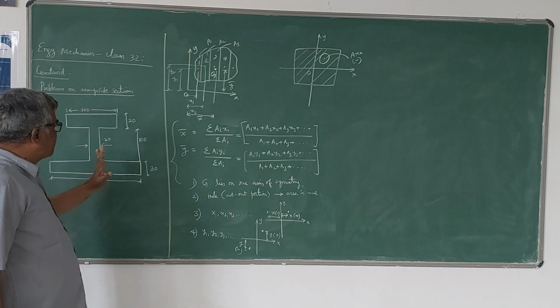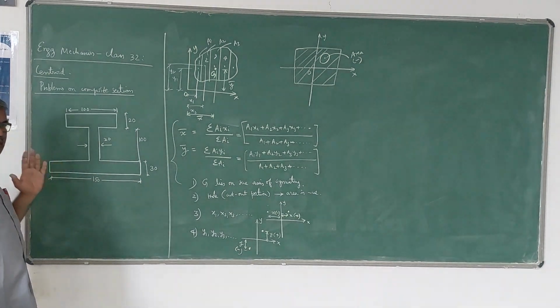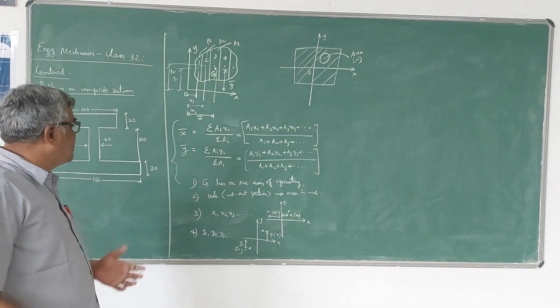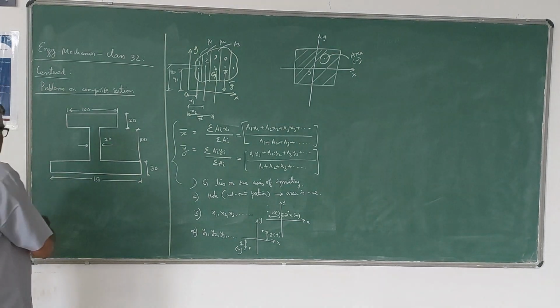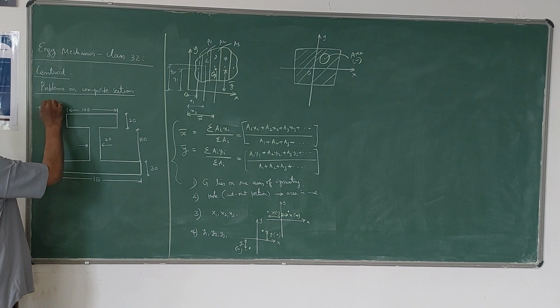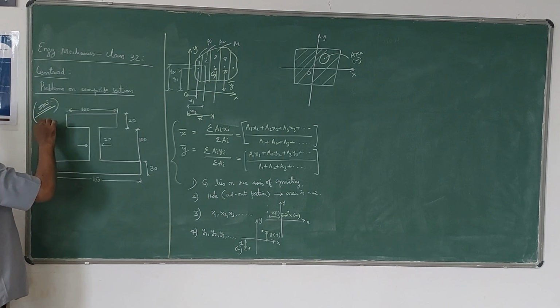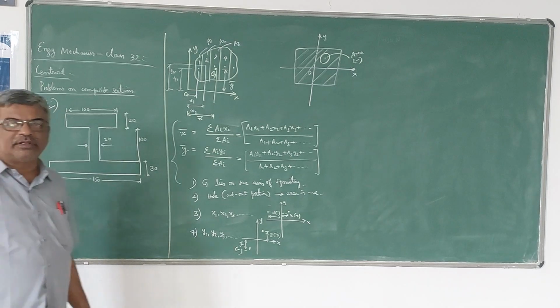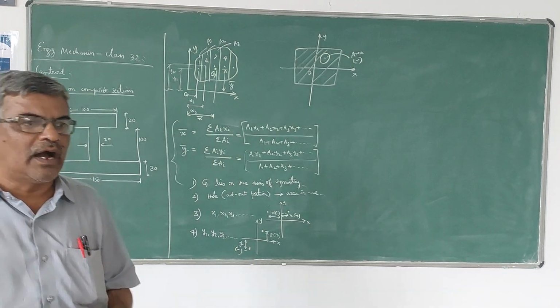Now let us solve this problem. Here this is an I section. This is an I section whose dimensions are given. All the dimensions you can take in millimeters. Now the question is to determine or locate the centroid of this I section.